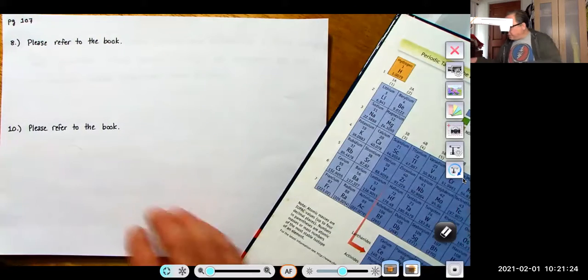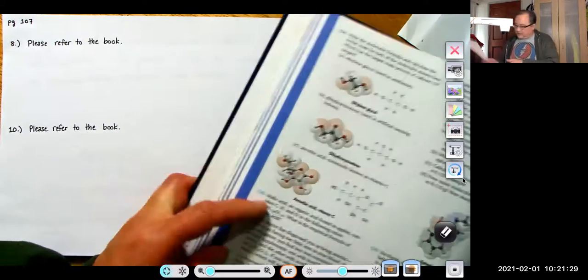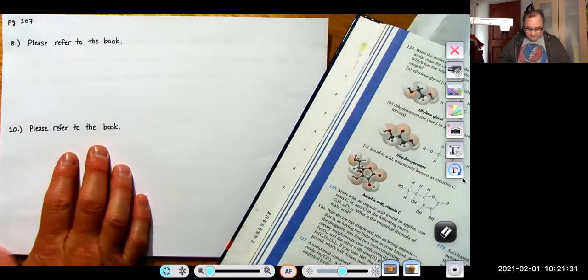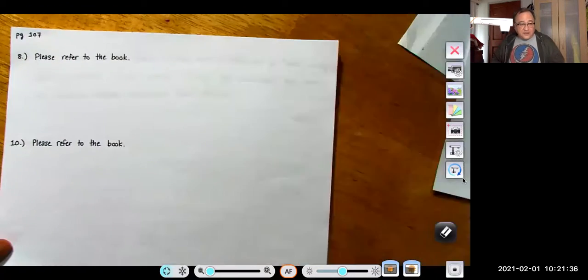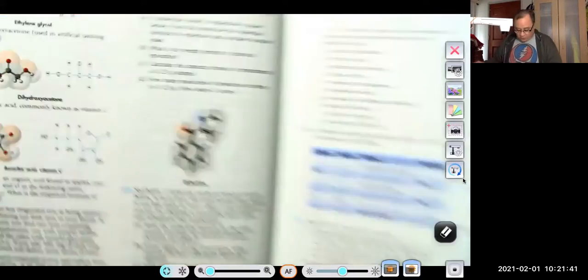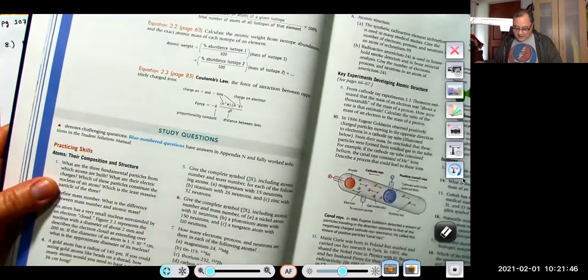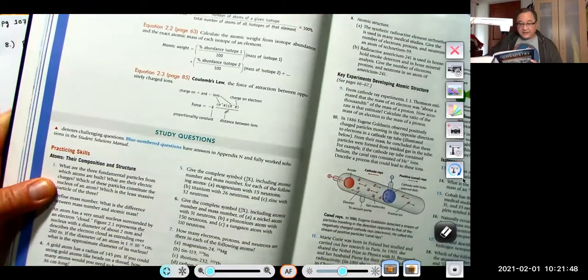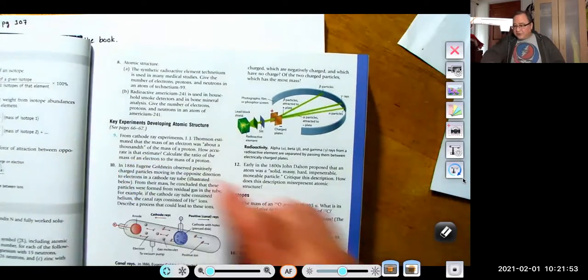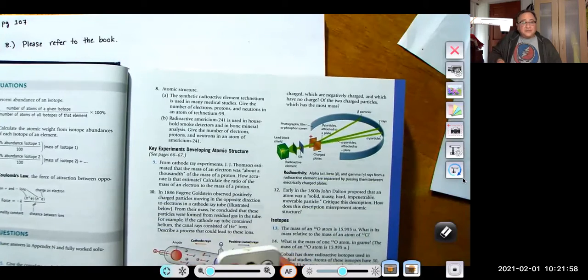Number 8 and 10 refer to the book. They must be a little bit long to write out. So let's take a look at that and see if we want to do them. Okay, so this is on page 107. And here is number 8. Let me zoom in on that a little bit for you. And we'll see if we want to do this one.